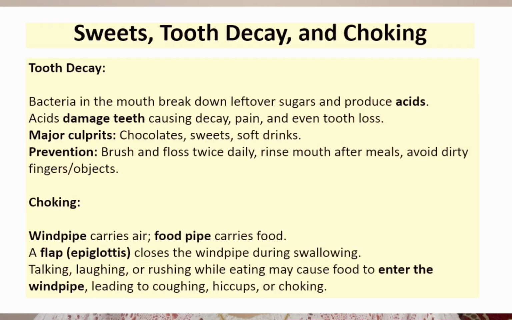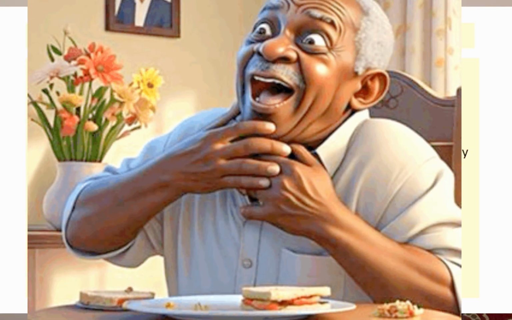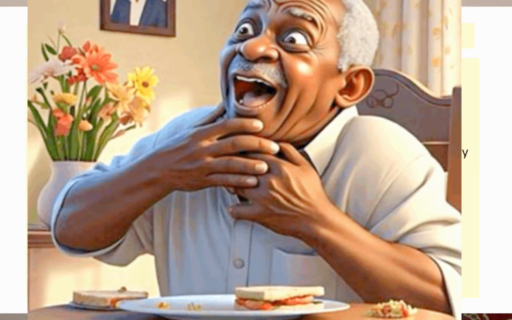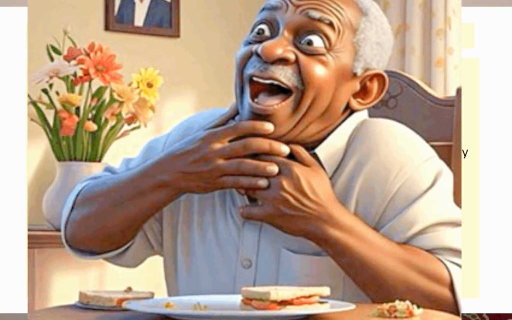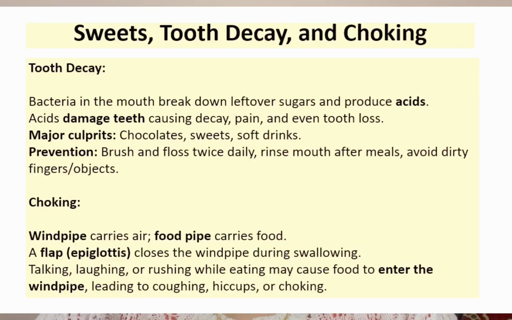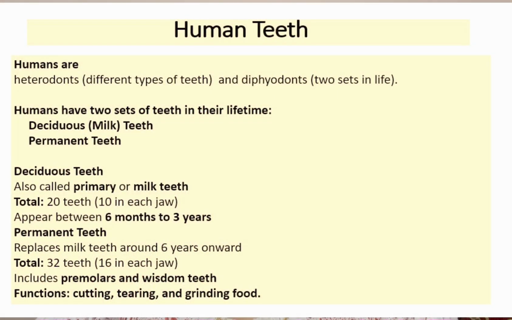Choking occurs when food accidentally enters the windpipe instead of the food pipe. Normally, the epiglottis closes the windpipe during swallowing, but talking, laughing, or rushing while eating can cause choking, coughing, or hiccups. Humans have 2 sets of teeth: deciduous teeth, also called milk teeth, and permanent teeth.